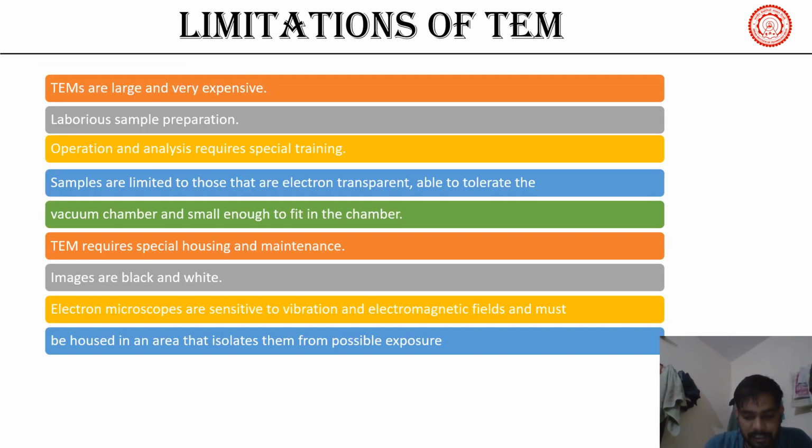Now there are limitations of TEM. First, as we have already discussed, TEMs are very large and expensive. Sample preparation is also a tedious step. Operation and analysis require special training. A vacuum chamber is also needed within the TEM, and it requires special housing and maintenance. Images are black and white, so they are a little less interesting. Lastly, electron microscopes are sensitive to vibration and electromagnetic fields, and must be housed in an area that isolates them from possible exposure.